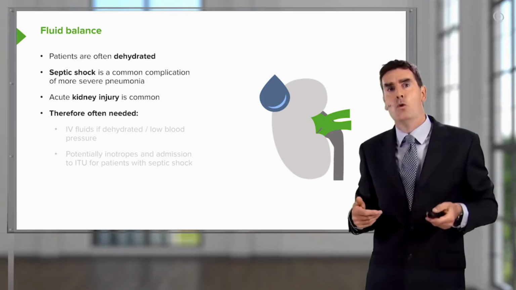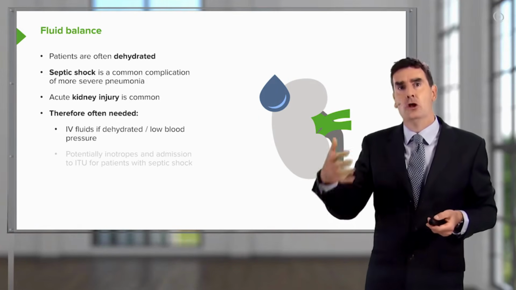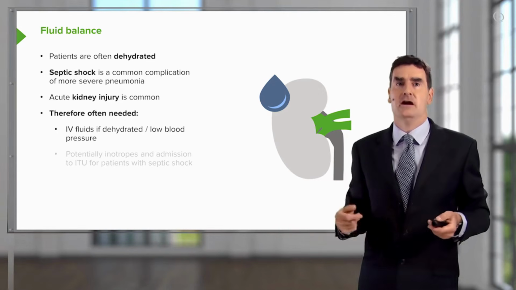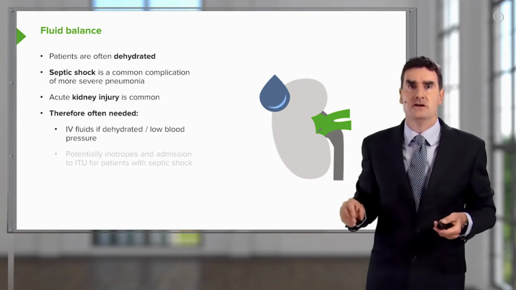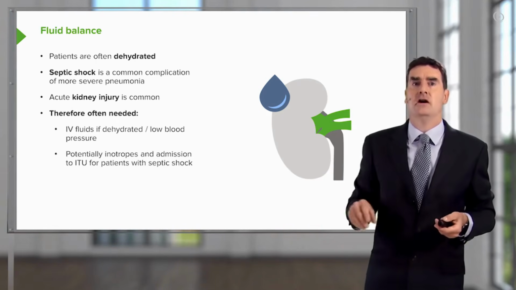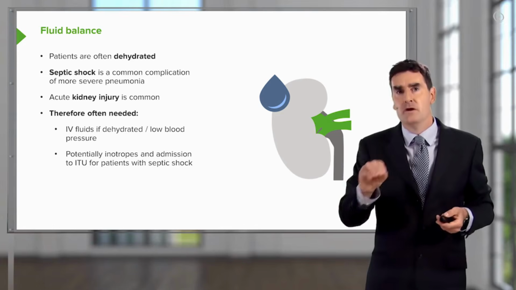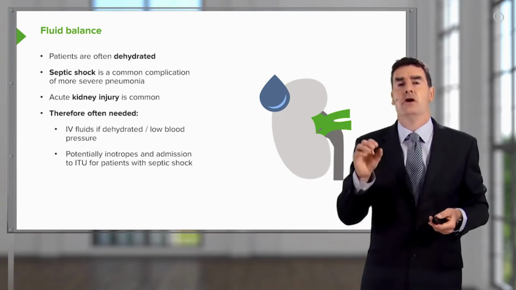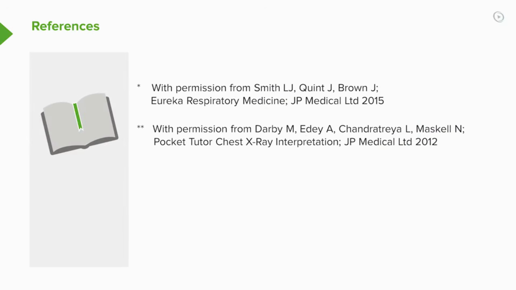So patients with pneumonia will require intravenous fluids to rehydrate them if they have got a low blood pressure or clinically they're dehydrated. And if the low blood pressure persists despite rehydration, then you need to consider inotropes and admission to intensive care to treat for septic shock and to avoid the downstream consequences of having hypotension, increasing kidney injury, etc., etc.